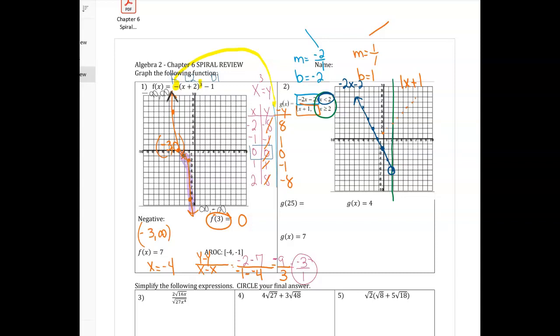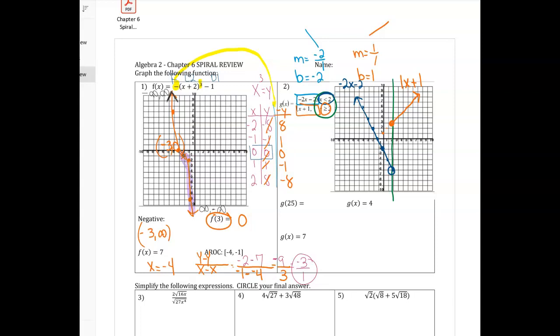And I only want the part of the orange line, or the orange points, that are on the right side of that green line, so I'm only going to connect those. And because this one is underlined, I'll make this a closed up circle. All right, let's go to the next one.